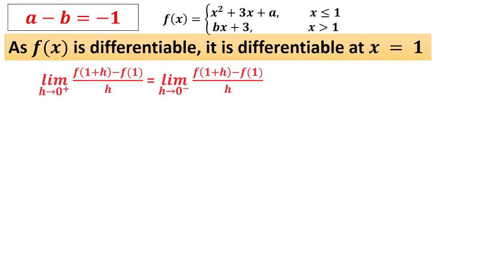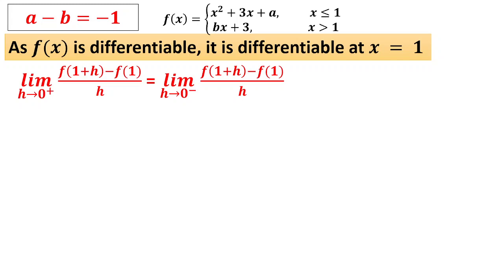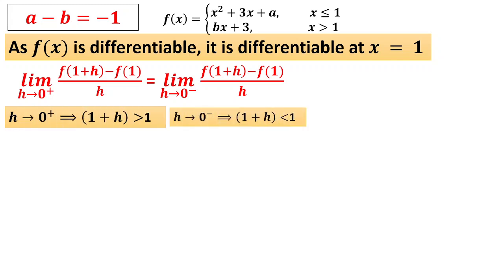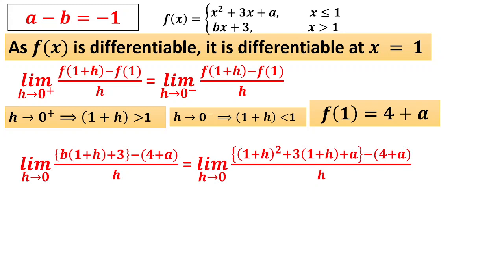Is it differentiable? Therefore left limit is equal to right limit. For the right limit, 1 plus h is greater than 1. Therefore I have to take the function for greater than 1. And h goes to 0 minus means it is less than 1. I have to take the function for less than or equal to 1. Well, f of 1 is 4 plus a, already we have got it. Now let us put it now.